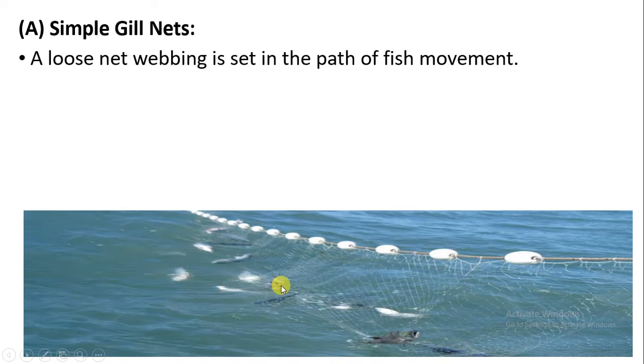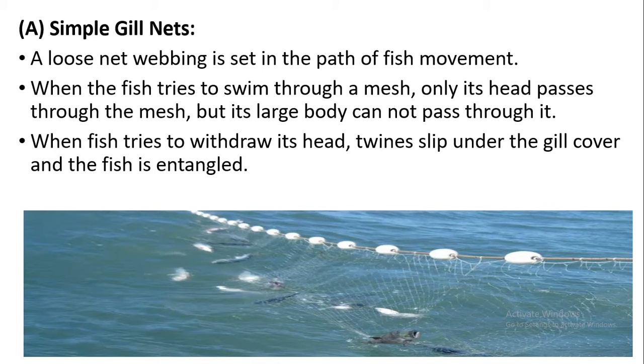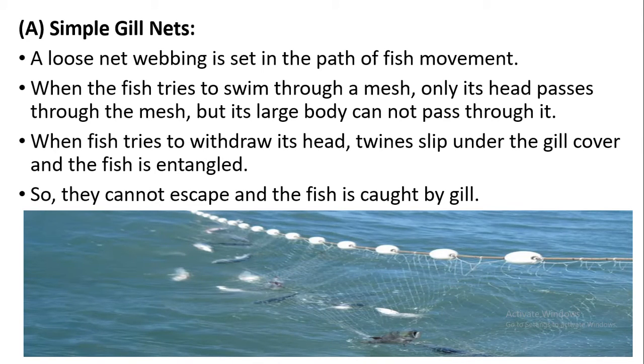The simple gill net is a loosely arranged webbing placed in the path of the fish movement. If this is the movement of the fish, then the net is in the opposite direction, in a perpendicular manner to the fish. When the fish tries to swim through a mesh, only its head passes first. Then the net gets entangled in the operculum, and the fish is easily captured with the help of the net. Why can the fishes not escape? Because the net is entangled in the opening of the gills, that is the operculum, and the fishes are easily caught.